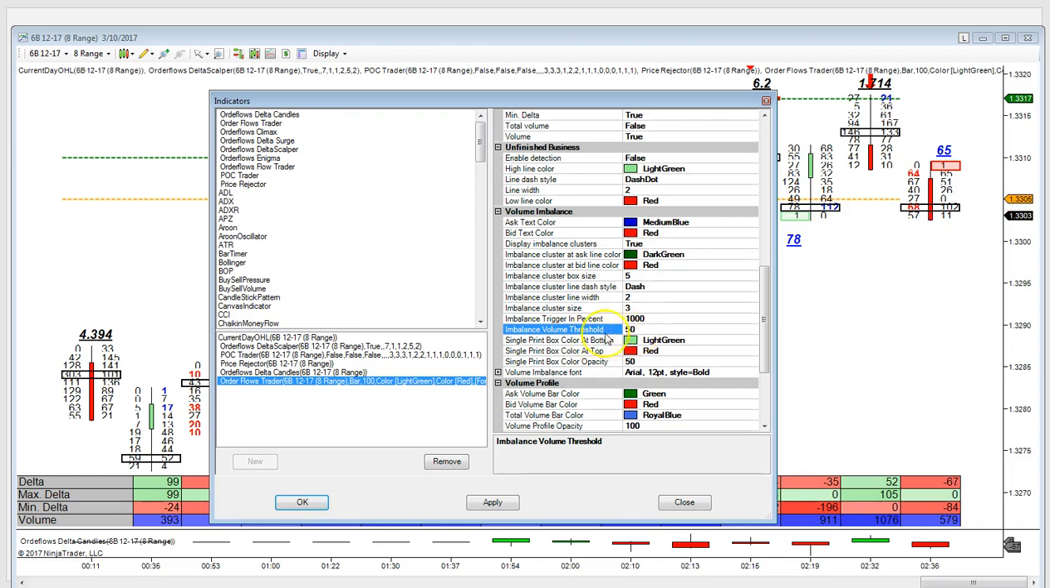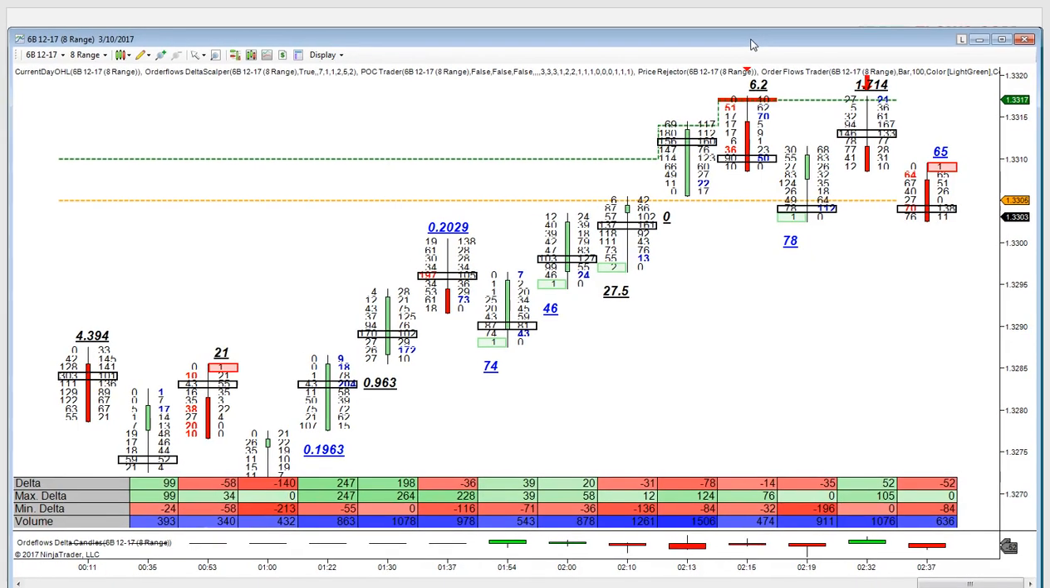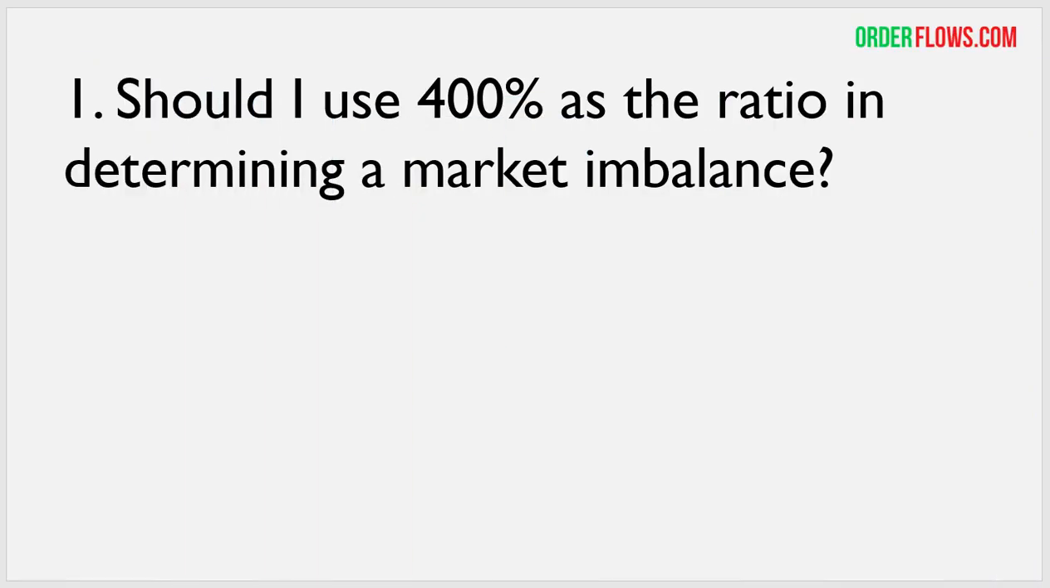So again, what do you want to use, 400%? Again, that's the industry standard, it seems. Most people use 400%, but that doesn't necessarily mean everybody uses 400%. I know one person that uses 1000%. I know some people that use 600%. It depends on your style of trading and how you trade with imbalances. Some people, the whole methodology is based around imbalances. So, they're looking at specific things, and it's up to you if that's something you want to look at.